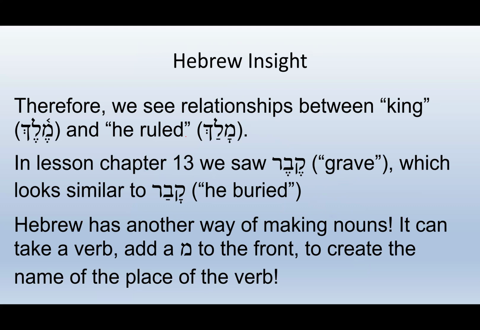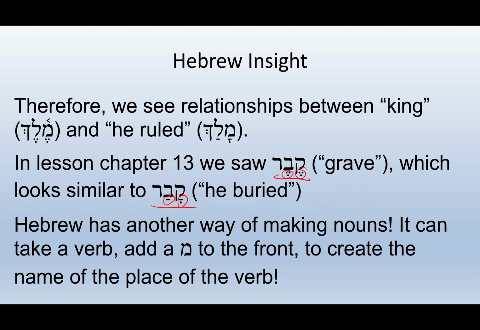So we can see a relationship between melech, king, and malach, he ruled. In lesson 13 in the insight, we talked about kever, which is grave, and it looks very similar. Kever looks similar to kavar, which means he buried. And so this relationship between verbs and nouns is often easy to see if you're familiar with the word, to recognize the meaning of it, even if it's not been a part of your vocabulary. Where you see this qamets, patach vowel combination, you know it's going to be a verb as opposed to the two segols there.